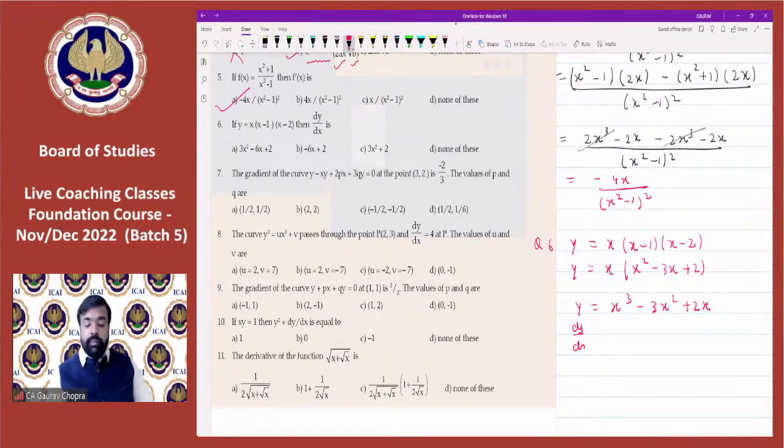Now we have to find dy by dx. So x cube becomes 3x square minus 6x plus 2. So 3x square minus 6x plus 2. This is option number A.